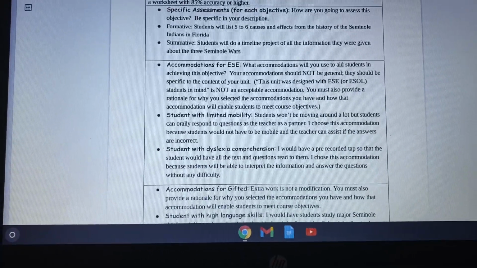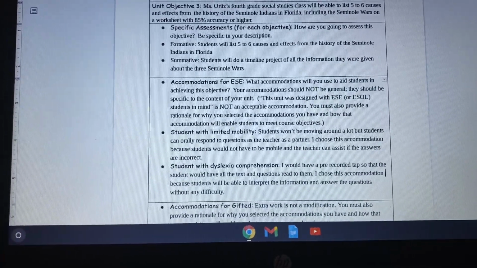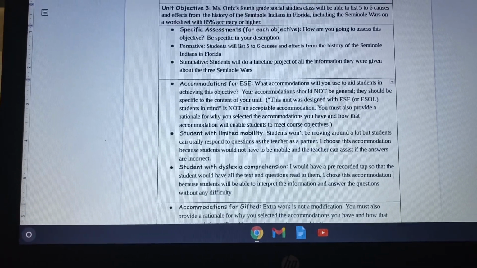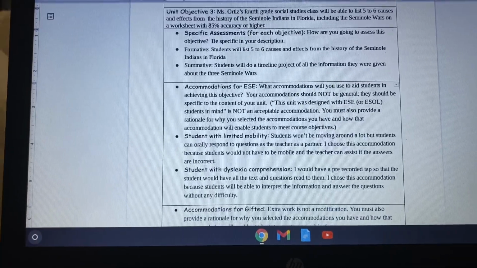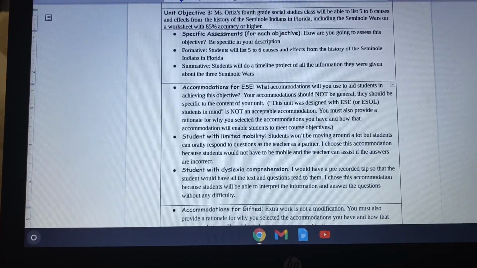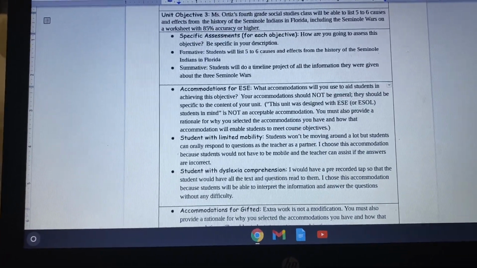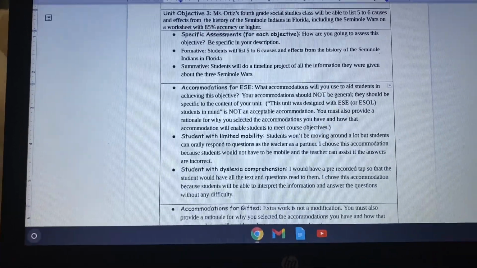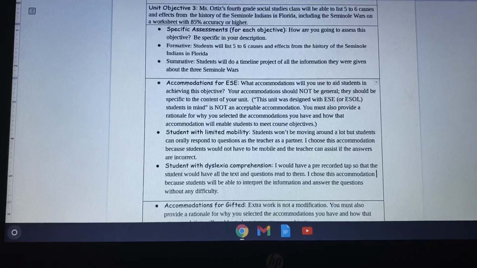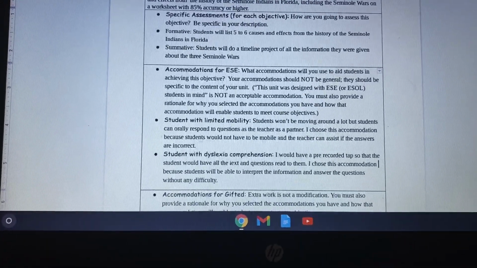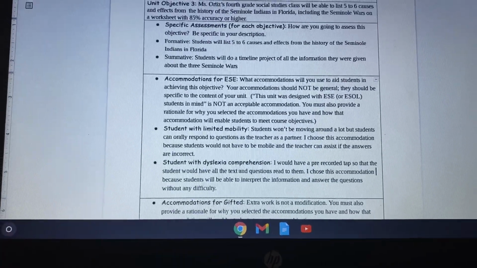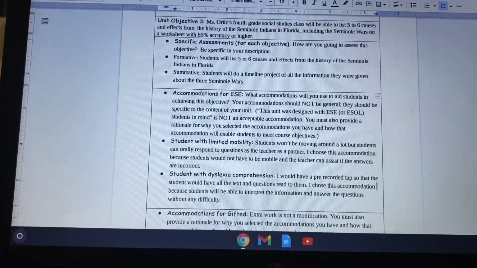And then for objective 3, I said Ms. Ortiz's 4th grade social studies class will be able to list 5 to 6 causes and effects from the history of the Seminole tribe, the Seminole Indians in Florida, including the Seminole Wars, on a worksheet with 85% accuracy or higher. So for my formative, I said students will list 5 to 6 causes and effects from the history of the Seminole Indians in Florida, and the summative, students will do a timeline project of all the information they were given about the 3 Seminole Wars.